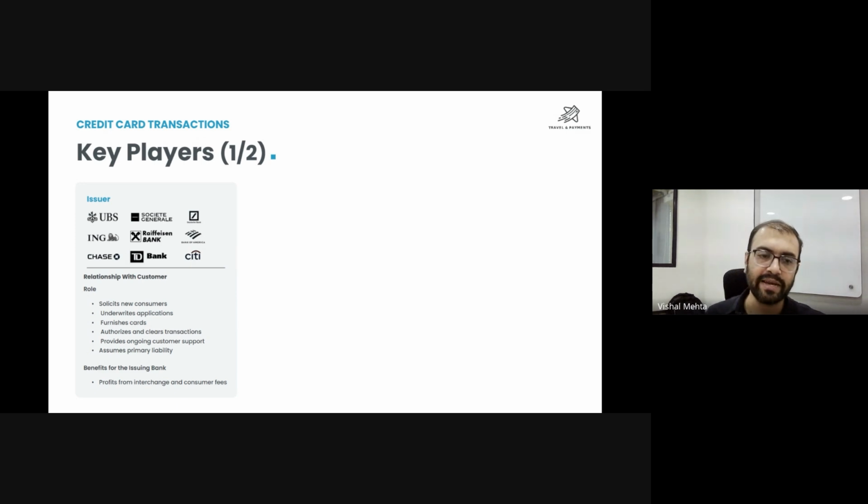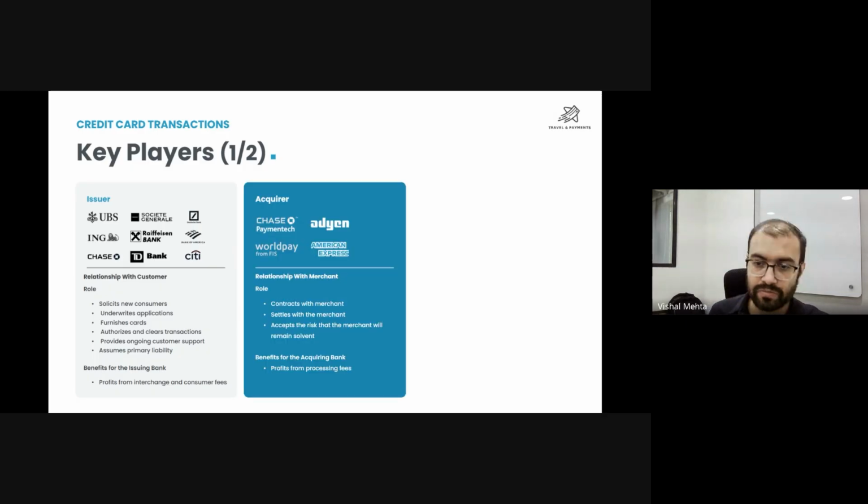They maintain the direct relationship with the consumer. They are the ones who underwrite the credit risk. They are the ones who issue the cards, and the majority of the legwork is done by the issuer. And then you have an acquirer. The acquirer is someone who has a relationship with the merchant, right? So the acquirer has a relationship with the merchant, and the issuer has a relationship with the consumer. These are the 2 key players in any credit card transaction.